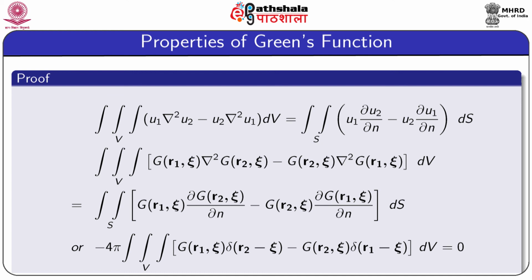Now, this integral can be separated. So, the value of the first integral is G r1 r2 and the value of the second integral is G r2 r1. And this value can be obtained using the property of delta function. Therefore, this equation gives G r1 r2 is equal to G r2 r1. So, this says that the function G is symmetric with respect to the arguments r1 and r2.